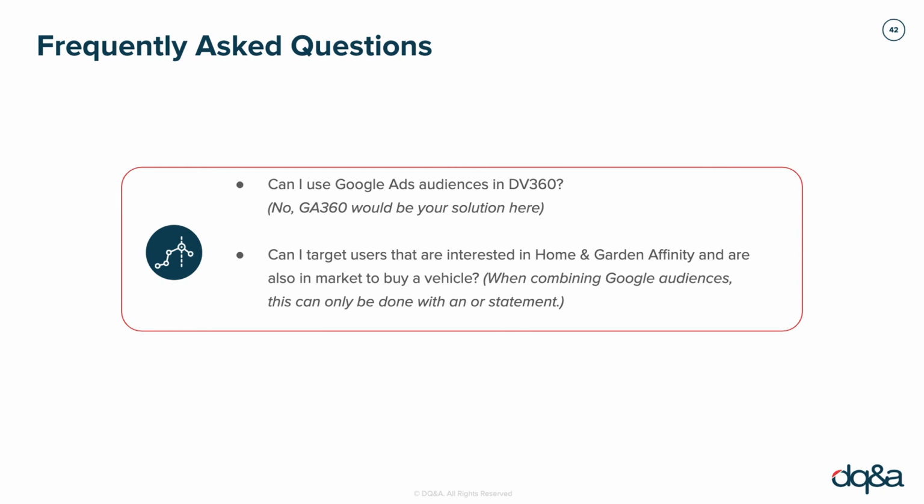Can I target users that are interested in home and garden affinity and are also in market to buy a vehicle? When combining Google audiences, this can only be done with an OR statement. So this combination would be users that are interested in home and garden or are in market to buy a motor vehicle.